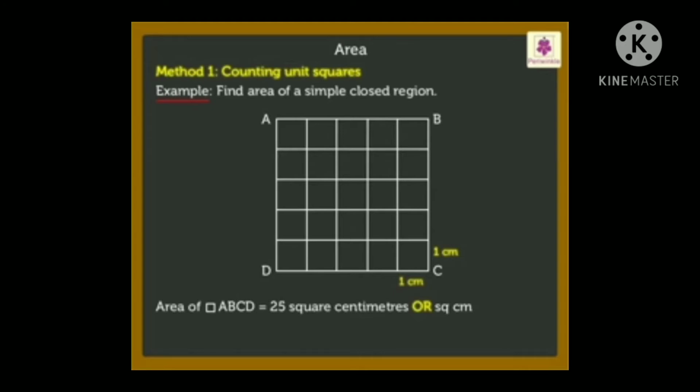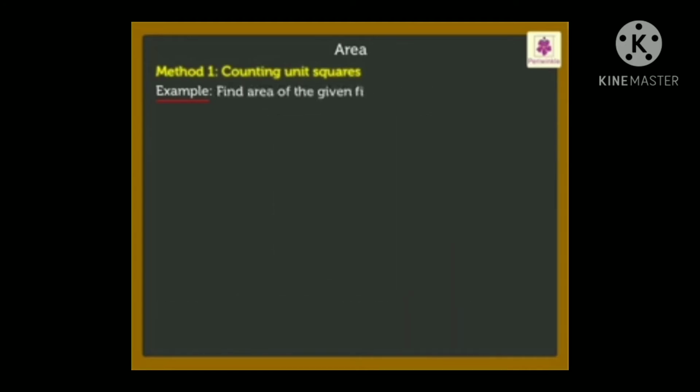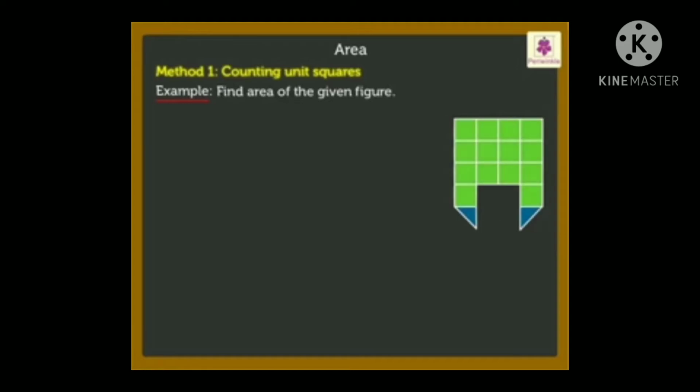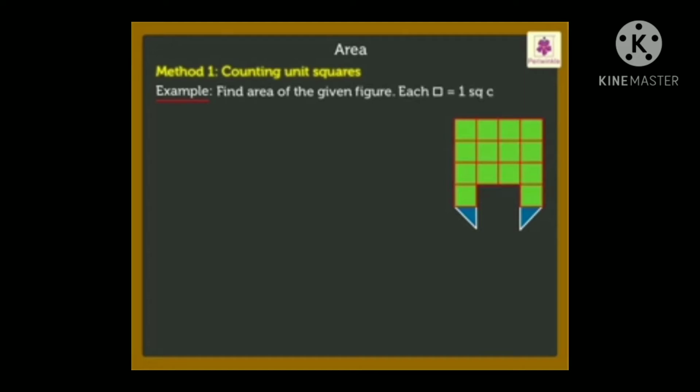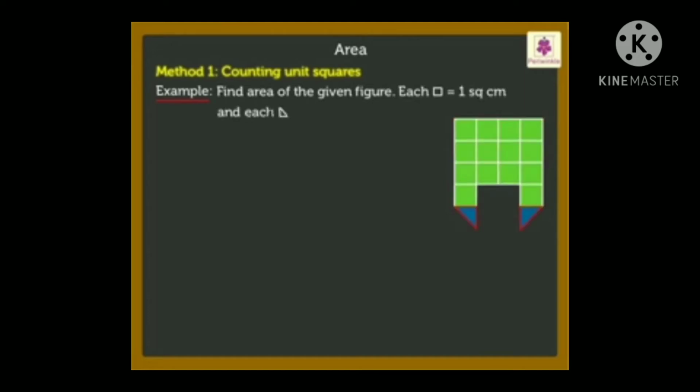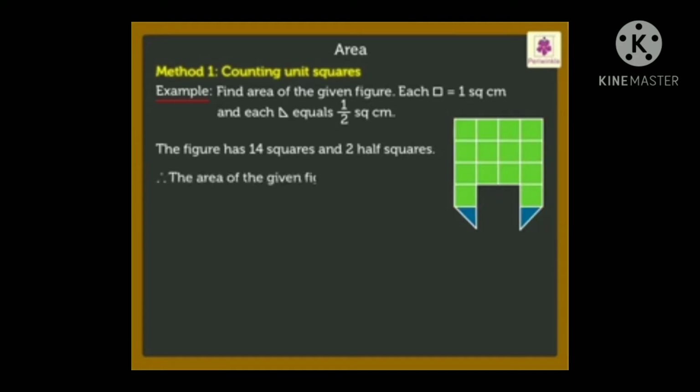Now let's find area of another figure. Here each square is equal to 1 square centimeter and each half square equals half square centimeter. On counting, we get the figure has 14 squares and 2 half squares. Therefore, the area of the given figure is equal to 14 plus 1, which will be equal to 15 square centimeter.